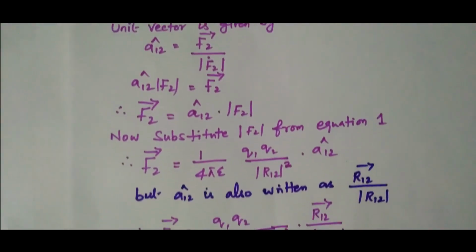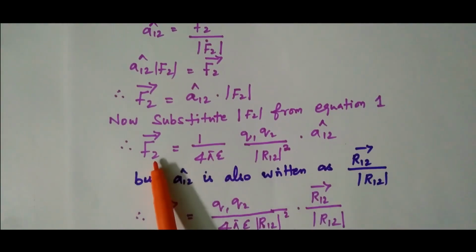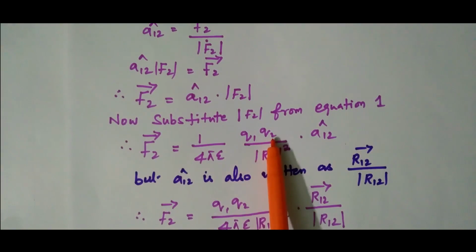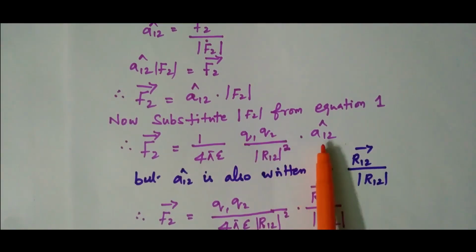So from equation 1 we can substitute the value of F2. Now it is a vector, whereas previously what we calculated was scalar. F2 vector equals 1 divided by 4 pi epsilon, Q1 Q2 divided by R12 square, into the A12 unit vector.